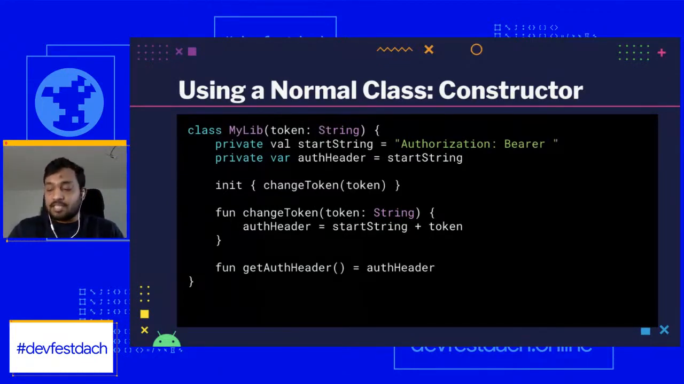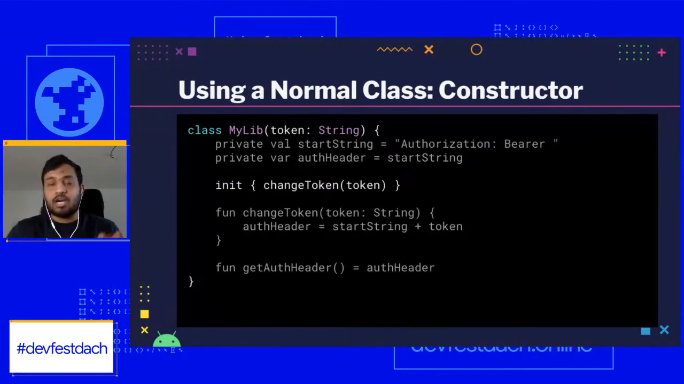Then there is the init block, which is a DSL used in Kotlin. As soon as you initialize your class, the init block is executed. This init block triggers another function called changeToken, which takes in a token as a string and does the most basic thing: it takes the start string and concatenates it with the token. Then there's a getter for this auth header, which will return Authorization: Bearer with the token concatenated to it. Pretty simple stuff. This will be the base example.